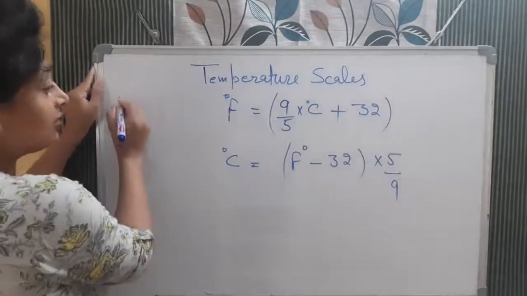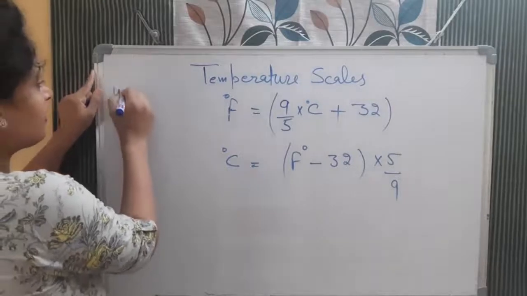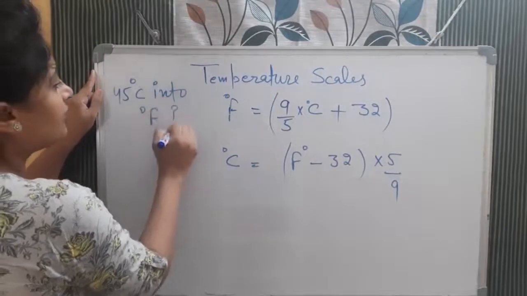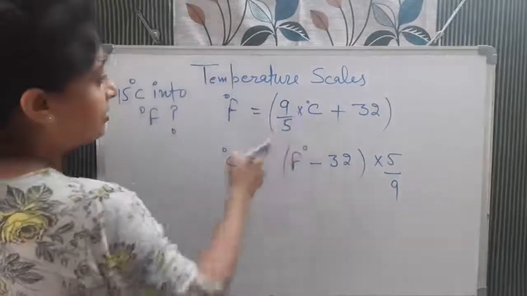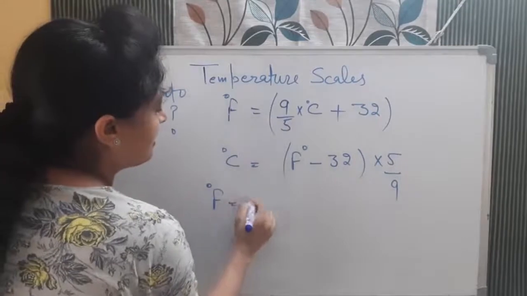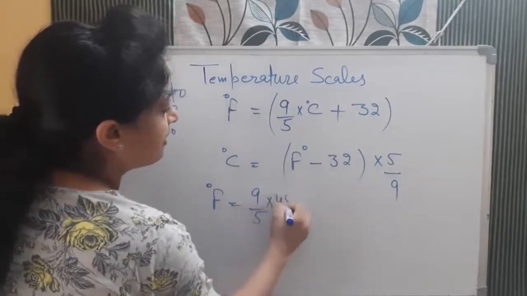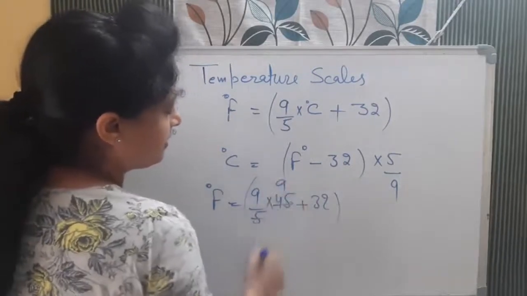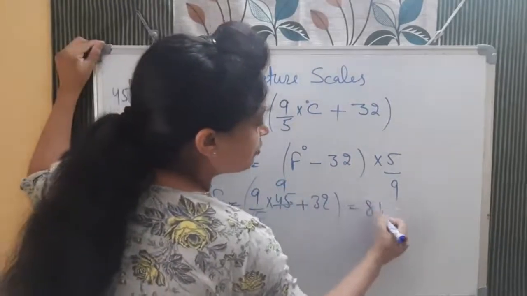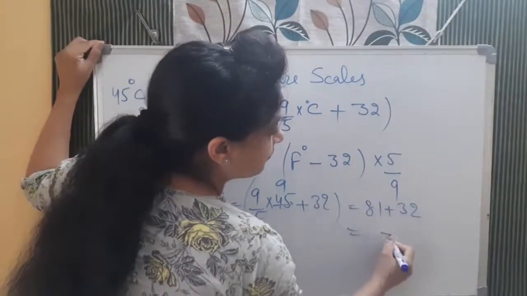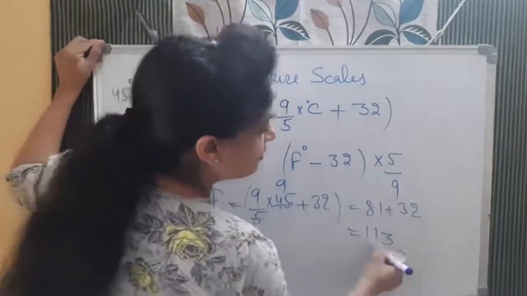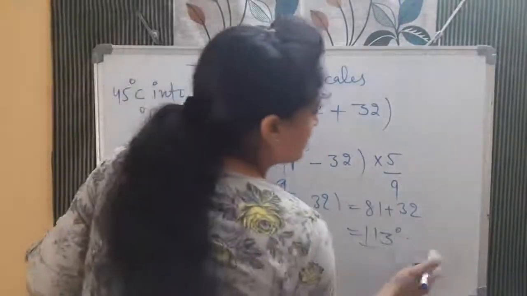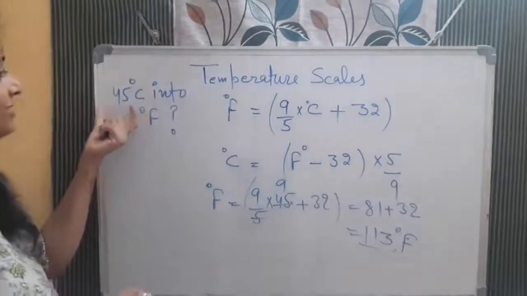Now, if I tell you to convert 45 degrees Celsius into Fahrenheit, how will you convert it? Put the value here in the formula. You will get 9 by 5 into 45 plus 32. So what will happen? It will be 81 plus 32, which is 113 degrees Fahrenheit. So this is the answer for 45 degree Celsius into Fahrenheit.